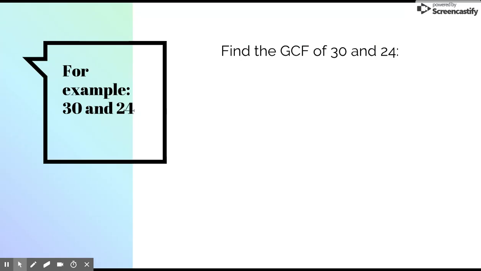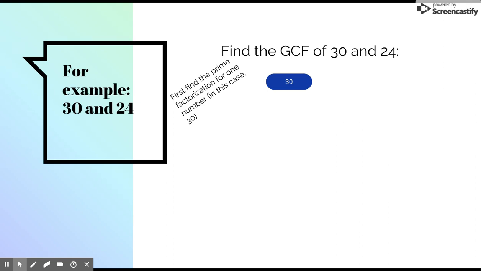Okay, so our first example is find the GCF of 30 and 24. Okay, so what's the first thing we do? It's actually pretty simple. The first thing you do is find the prime factorization for the first number, and in this case it's 30. And if you don't know how to make a factor tree, I'm going to teach you how to do it right here.